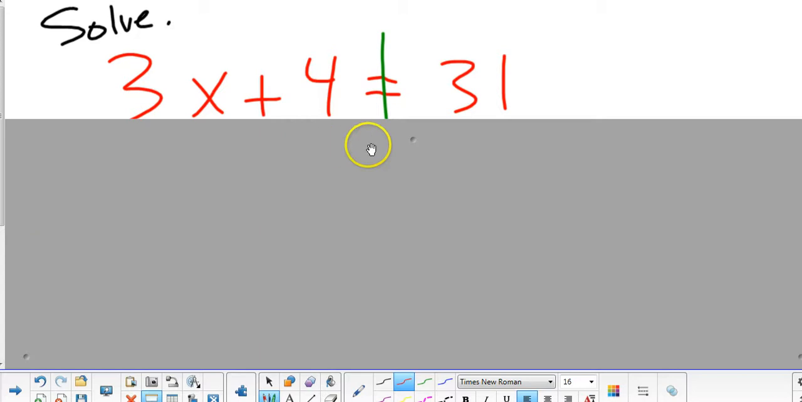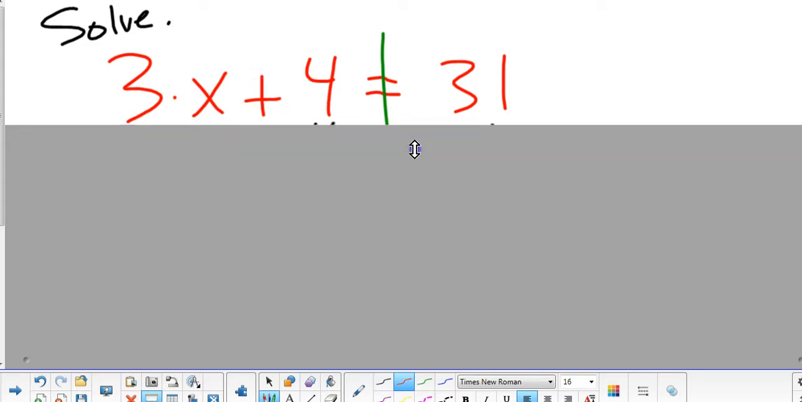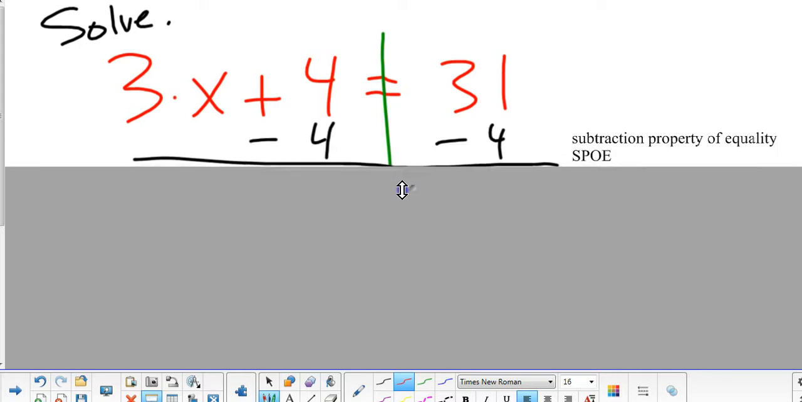And so we know this from last year, maybe even the year before. We've got a simple two-step equation here. We're going to solve for x, and to do that, we think about what's happening to x. X is being multiplied by 3 and added by 4. So inversely, we're going to do the opposite. We're going to do the inverse of adding 4, and that's subtracting 4 from both sides.